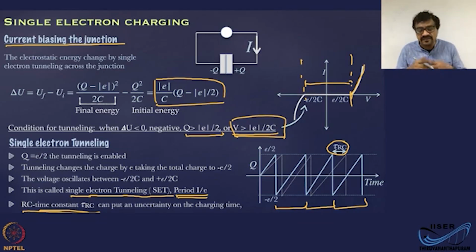And what we found is that the tunneling process through the junction happens one by one. Electrons tunnel through this tunnel junction one by one, which sets up an oscillation in the charge and also the voltage across the junction. And these are called single electron tunneling oscillations.